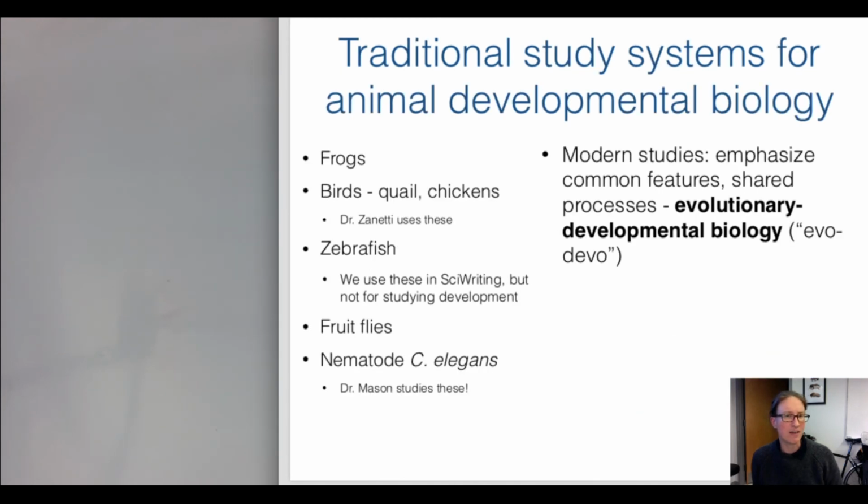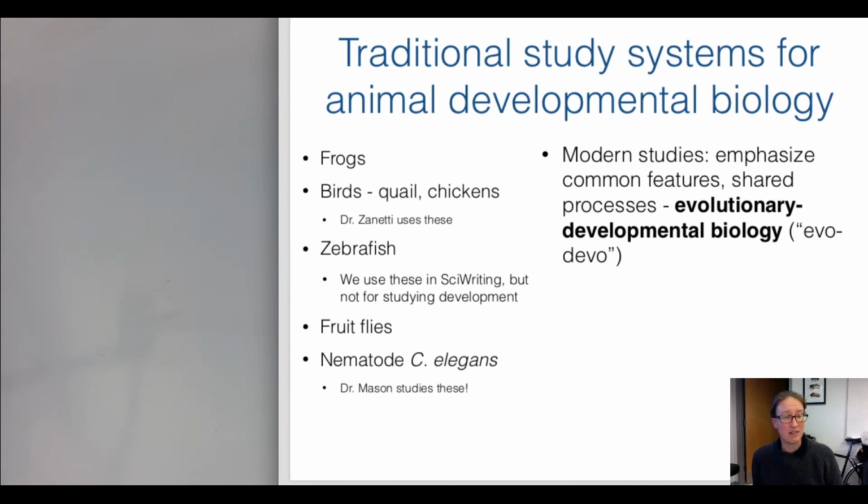Okay, so I started out talking about some of the traditional study systems for animal developmental biology. A lot of these organisms are animals that have fairly large eggs that are fairly simple to study directly. So organisms such as frogs or birds, also a small fish called zebrafish, fruit flies of course because they show up everywhere, and in addition to that there's also a type of small worm, a nematode worm called C. elegans that is also used for a lot of developmental biology studies.